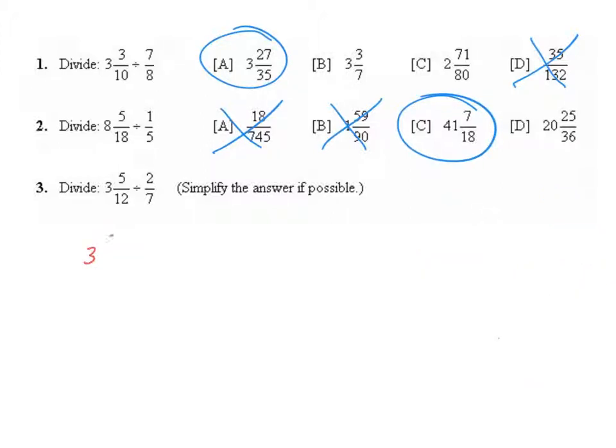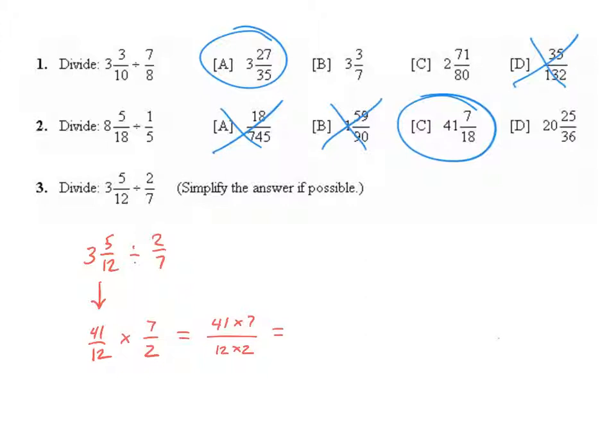Question 3 is 3 5/12 divided by 2/7. Change 3 5/12 to an improper fraction. 3 groups of 12 gives me 36/12. Plus 5 more is 41/12. Multiply by the reciprocal of 2/7, which is 7 over 2. Look for ways to cross simplify. Unfortunately, there aren't any here. So I'm going to have to do 41 times 7 over 12 times 2.